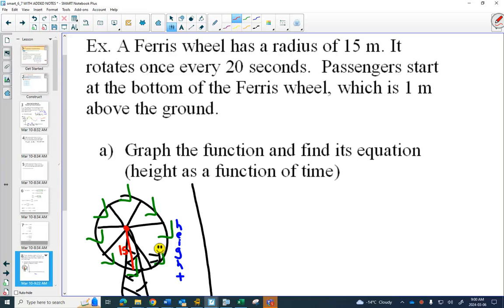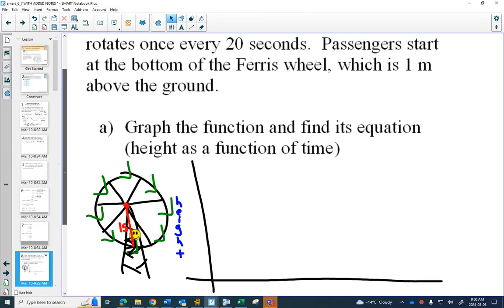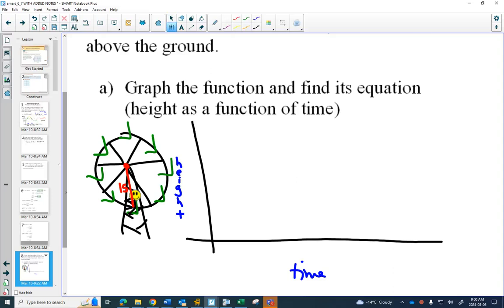So here, Mr. Happy Guy, at the very start, at time 0, would it make sense that he'd be right at the bottom? That's the first point we can draw. I can mark it on here at 1 meter. I'm going to be at the bottom at time 0. If it rotates every 20 seconds, does it make sense that at 20 seconds, I'm back at the bottom?